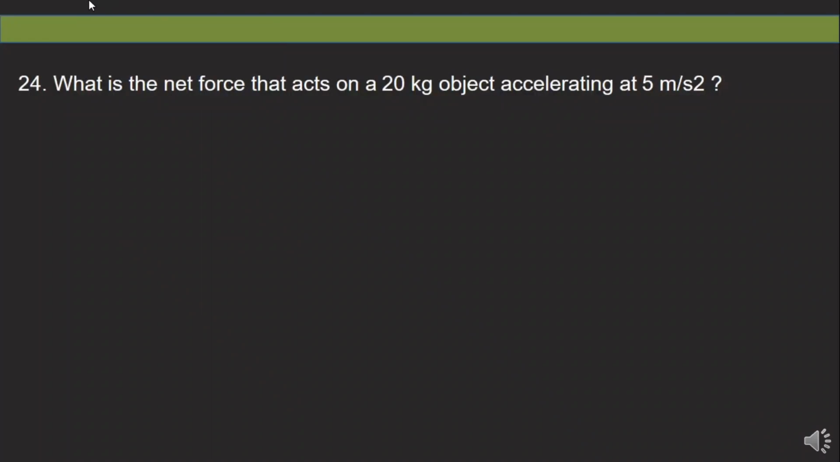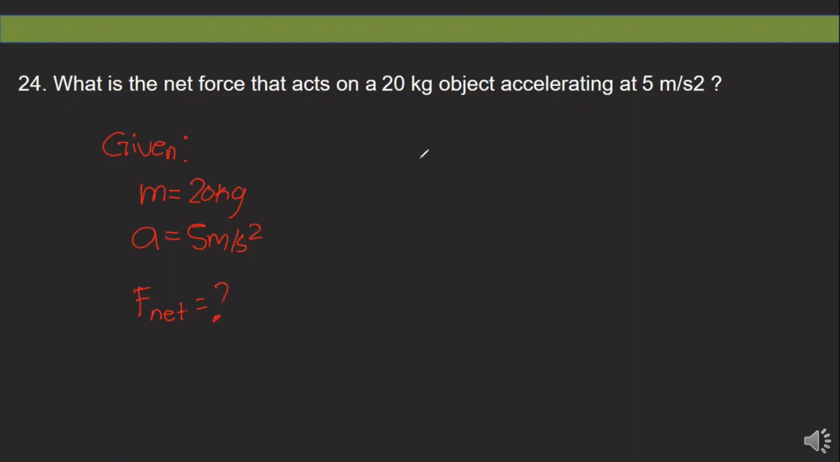So let's try to answer this question by applying Newton's second law of motion. What is the net force that acts on a 20-kilogram object accelerating at 5 meters per second squared? So we're solving for the net force. First, let's try to identify the given. So what are the given? We have here mass, that is 20 kilograms, and we also have acceleration, which is 5 meters per second squared. And we're looking for the net force.